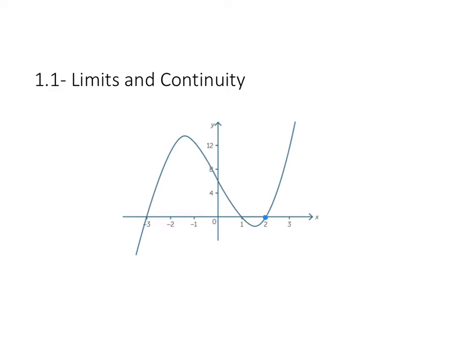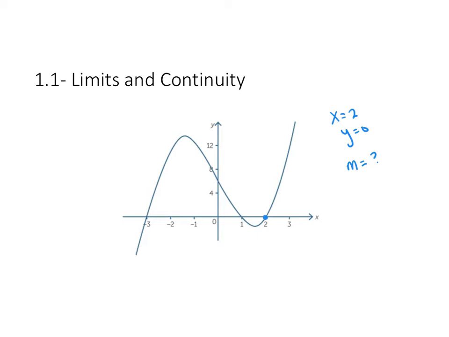Right now, I don't know how to do that. I know that when x is 2, it looks like my y is 0. But that doesn't really tell me anything about my slope. And that's the reason we're going to learn about limits. We're going to find out, using limits, what the slope of the curve is at that point.